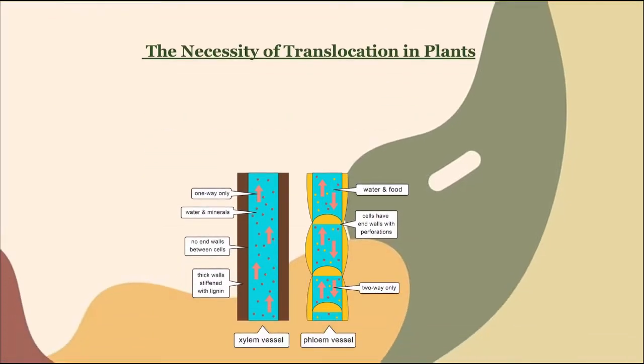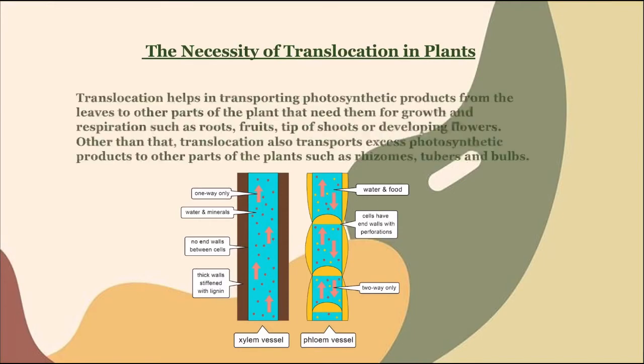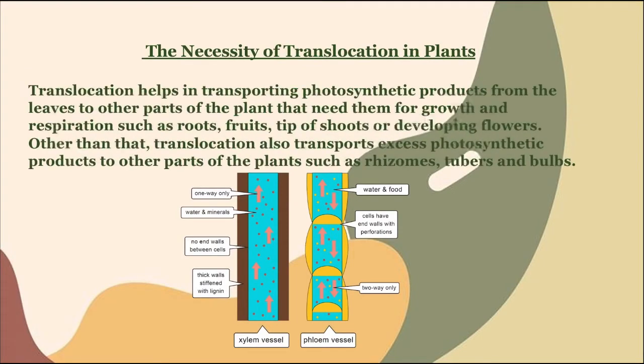Every process has its own necessities to the plant, and the same goes for translocation. This can be seen as translocation helps in transporting photosynthetic products from the leaves to other parts of the plant that need them for growth and respiration, such as roots, fruits, tip of shoots, or developing flowers. Other than that, translocation also transports excess photosynthetic products to other parts of the plant such as rhizomes, tubers, and bulbs.